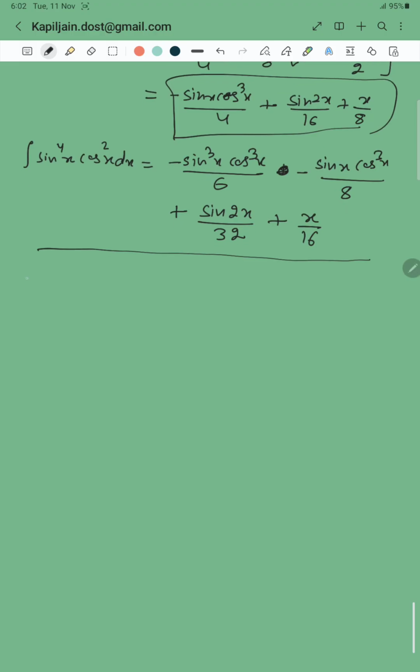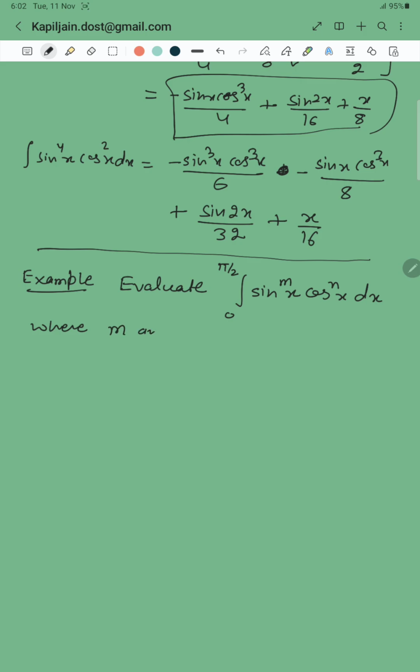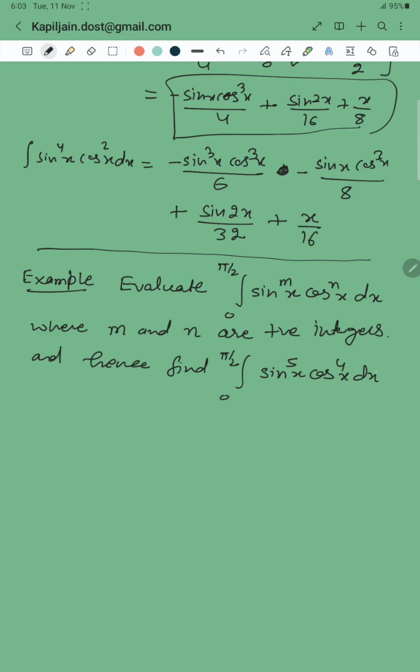Now see another example. Evaluate the integral 0 to pi by 2 sine raised to power mx into cos raised to power nx dx, where m and n are positive integers, and hence find the integral 0 to pi by 2 sine raised to power 5x into cos raised to power 4x dx.